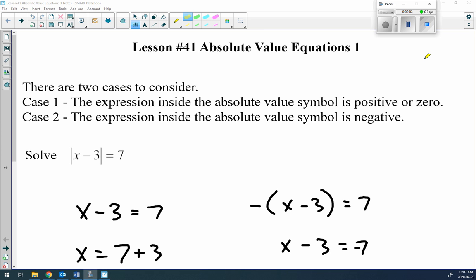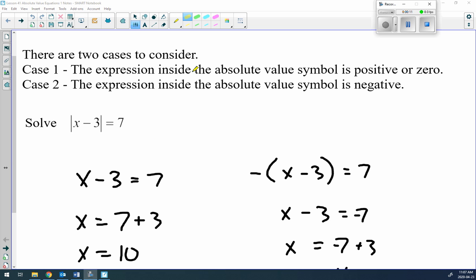Okay, grade 11 pre-cal, lesson 41, absolute value equations. So when we're doing absolute value, there's always two cases to consider. One is the expression inside the absolute value is positive or zero, and the other is the expression inside the absolute value is negative. So to solve this, you basically do it twice.